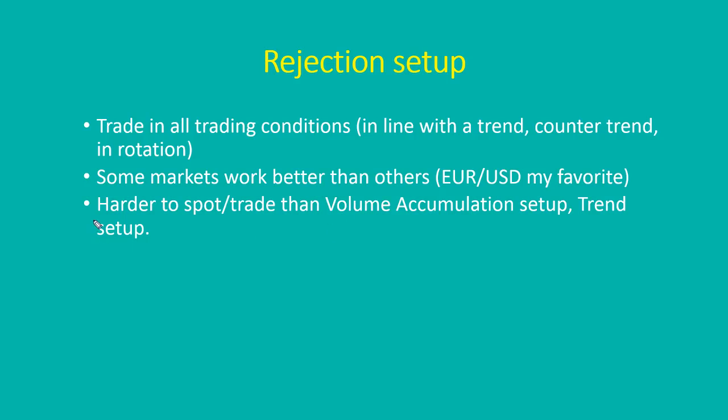Also, the rejection setup is harder to spot than, for example, the volume accumulation setup or the trend setup. Those are the two setups I already talked about. This one is harder to spot because it's harder to tell whether the rejection is significant, whether it's strong one, or whether it's not really that significant. So it takes some practice, it's not that easy to tell. My suggestion is you first master the volume accumulation setup and the trend setup, and only after that you go to the rejection setup, alright? Because it's the hardest of those three.